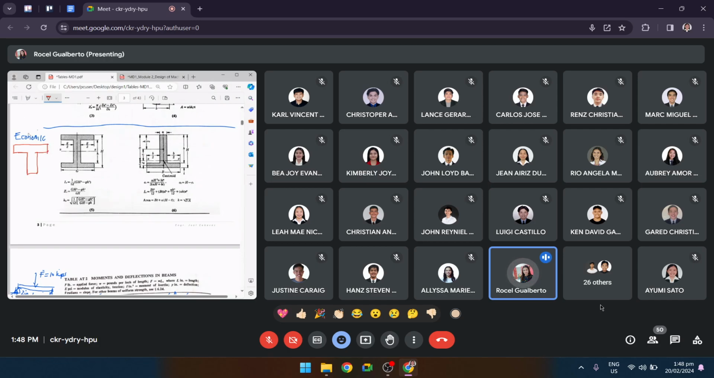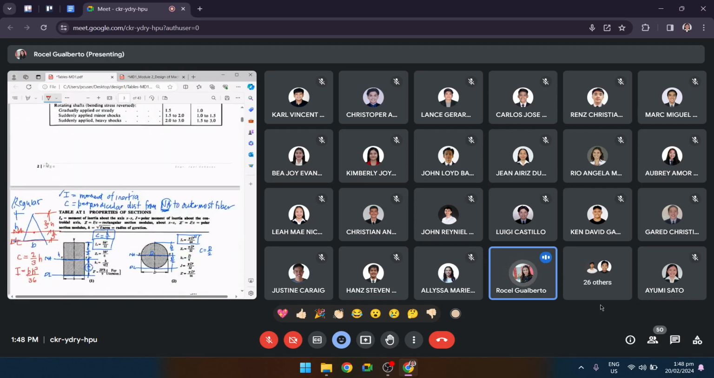Okay, so say let us have the dimensions. Let us put dimensions. Say this is 1 inch. This is 3 inches. This is 1 inch. This is 3 inches. Wait lang, hanap po ako ng mas malaking space.